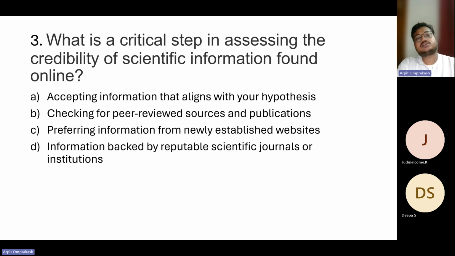The next question is, what is a critical step in assessing the credibility of scientific information found online? Option A, accepting information that aligns with your hypothesis. Option B, checking for peer-reviewed sources and publications. Option C, preferring information from newly established websites. And option D, information backed by reputable scientific journals or institutions. So what do you think is the correct answer here? We are talking about how we can assess the credibility of scientific information.